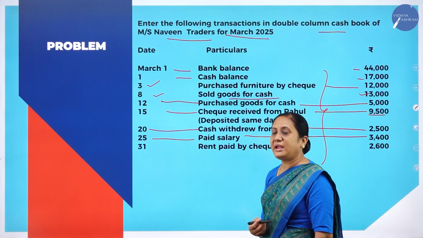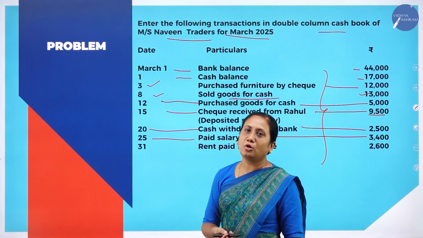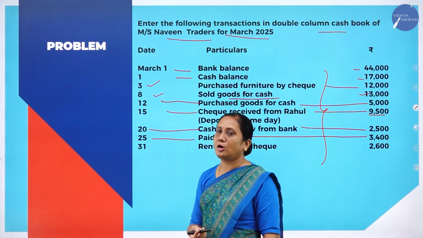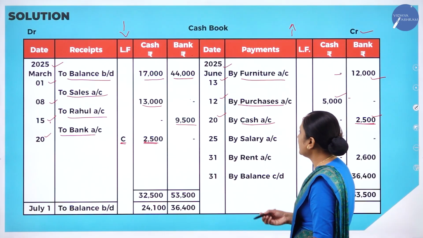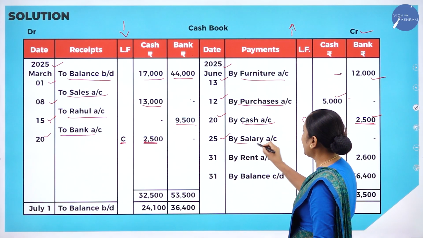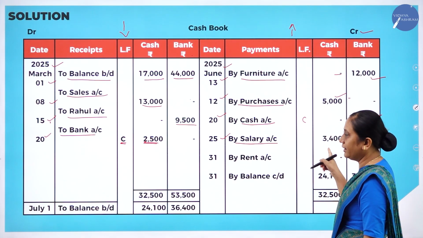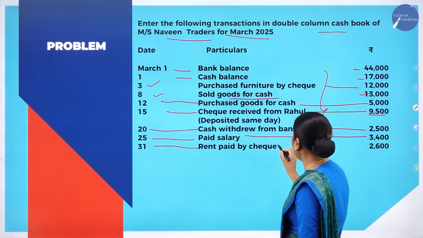Next, 25th, paid salary 3,400. Paid salary means what? Cash is going out of the business. So which side do we have to enter? On the payment side or credit side, correct? Come here. 25th, by salary account, in the cash column, 3,400.